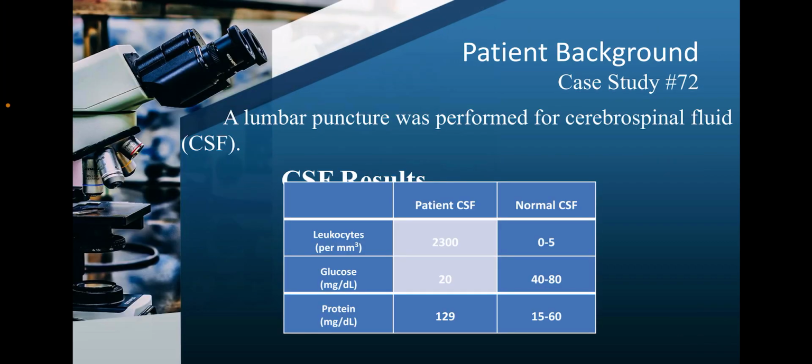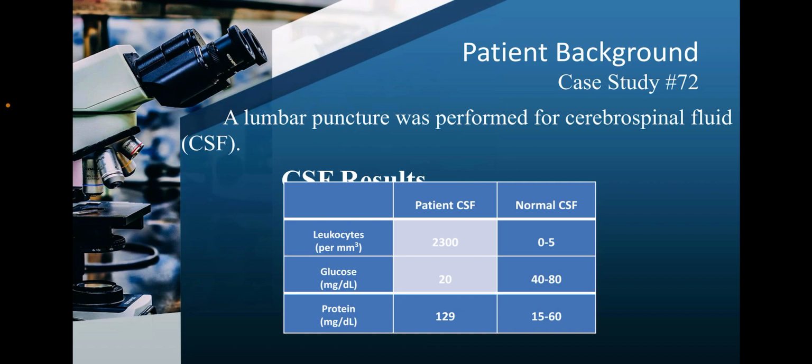A lumbar puncture was performed for cerebrospinal fluid, which also stands for CSF. A CSF is a group of tests that uses a sample of your cerebrospinal fluid to help diagnose diseases of the brain and spinal cord and other conditions that affect the central nervous system. In Jacob's case, the appearance of his CSF fluid is clear. It doesn't have any turbidity, which can indicate infection or inflammation.